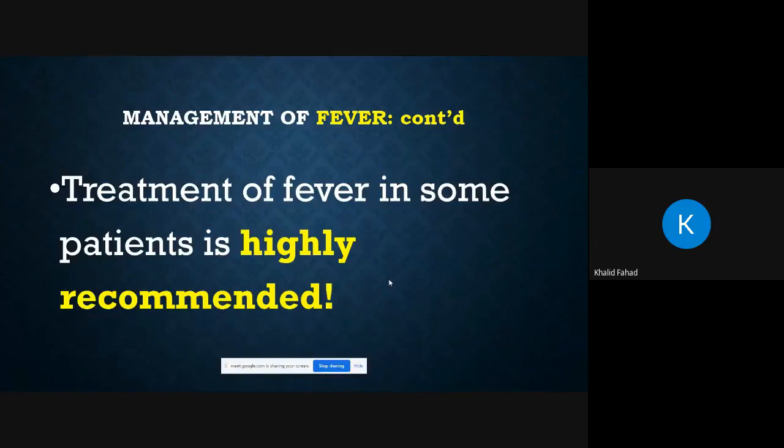Dr. Dani, I'm sure the central nervous system effect. Yes, central nervous system infections, for example, meningitis.